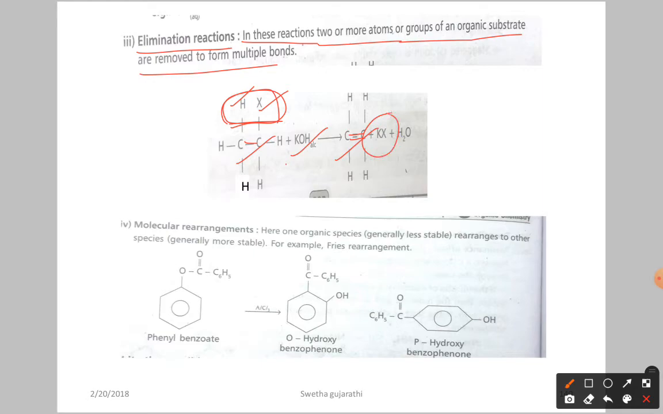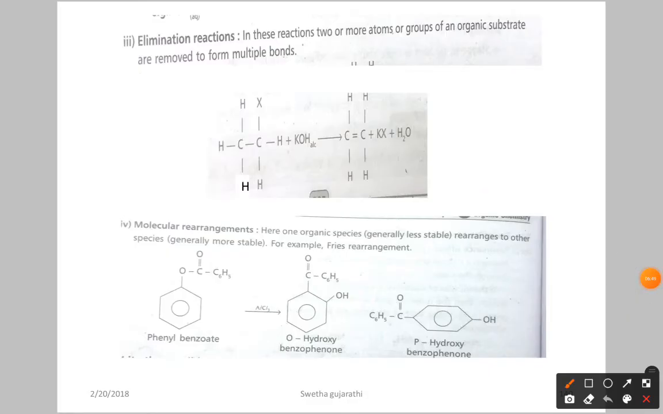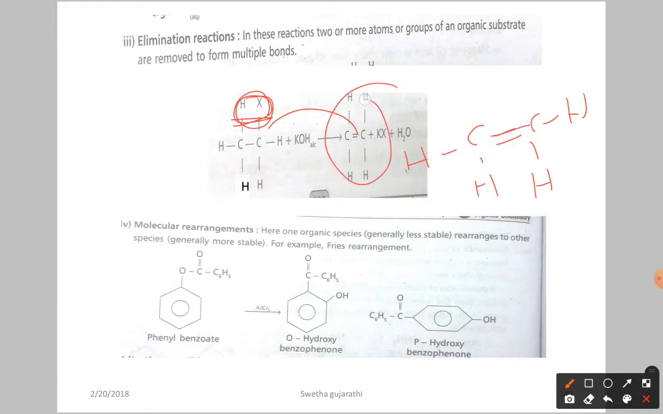So you are going to form a multiple bond from a single bond and you are going to remove HX. So going to remove some group of atoms, that type of reaction is called elimination reactions. Here we remove and you got the double bond. So this is our elimination reaction. Simply you can write the structure like this. Because of removal of this bond you got the double bond here. So this is our product.